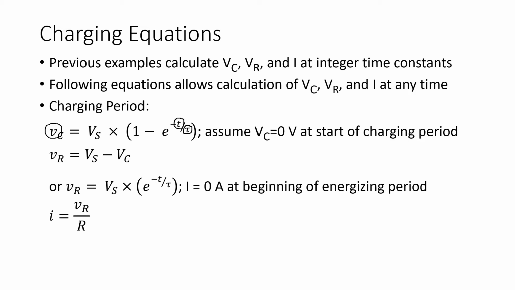Now, Kirchhoff's voltage law tells us that in this circuit, the resistive voltage equals V source minus the voltage across the capacitor. And we can also calculate the voltage dropped across the resistor using the equation shown, V source times e to the negative t over tau. And again, we use Ohm's law to calculate the current that flows to charge the capacitor, I equals VR over R.